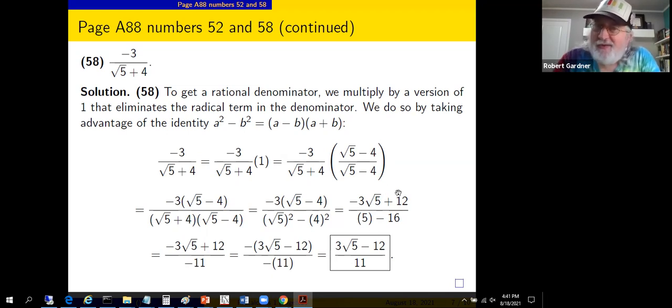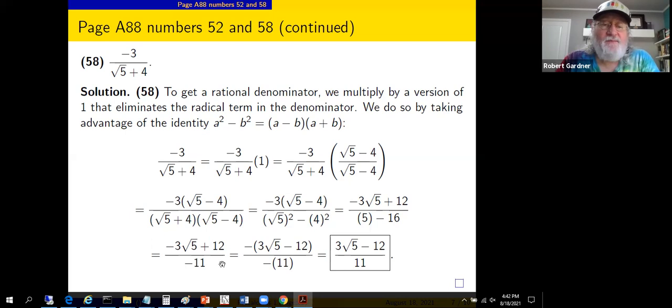Let's simplify it a little bit. We also distributed the -3 in that step. So we get -3 square root of 5 plus 12, 3 times 4. 5 minus 16, that's -11. Can't really do anything with the numerator. Here's a fine answer. I mean, it's got a rational denominator.